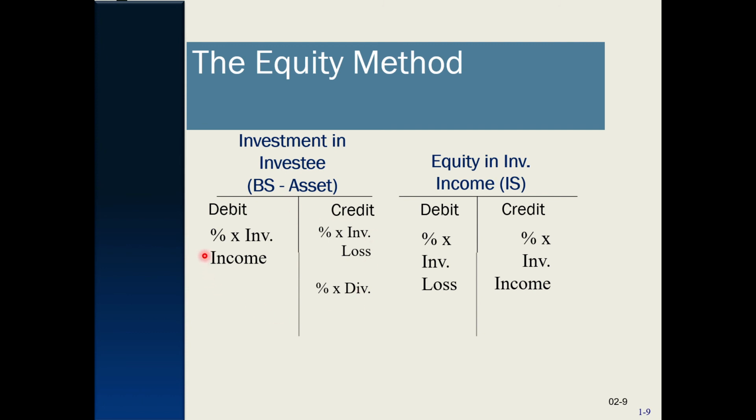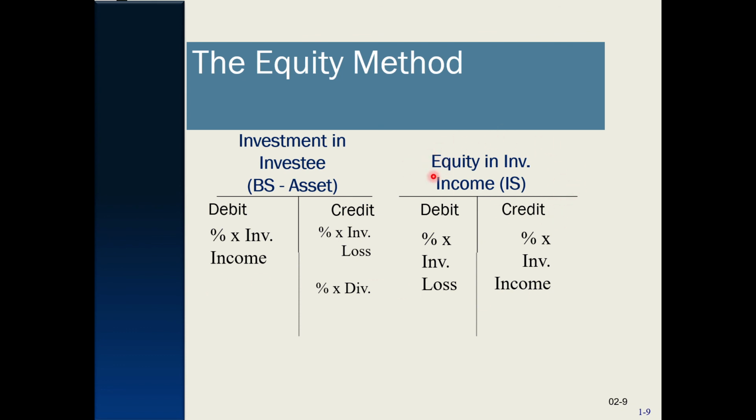If you're looking at this, it reflects retained earnings, right? Retained earnings is increased by net income, decreased by net loss, decreased by dividends. And so it's like we are reflecting our share of that company's retained earnings. But of course, for us, it's not retained earnings, it's an asset, because we have invested in this company.